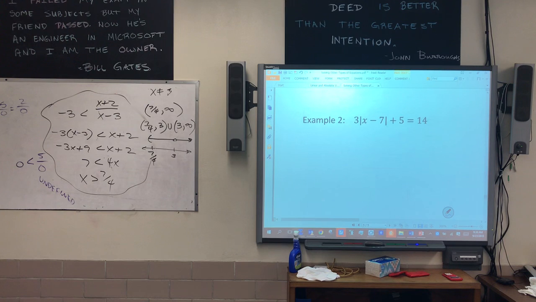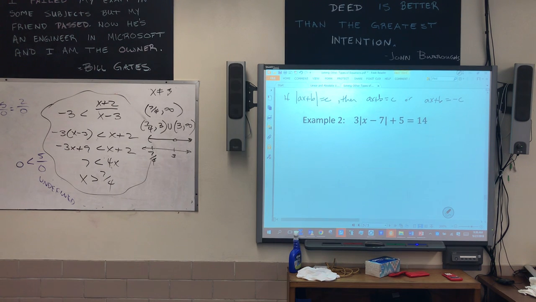The generic rule is this: if the absolute value of ax plus b is equal to c, then you get ax plus b equals c, or ax plus b equals negative c. Okay, that's the generic rule for dealing with absolute value equations.